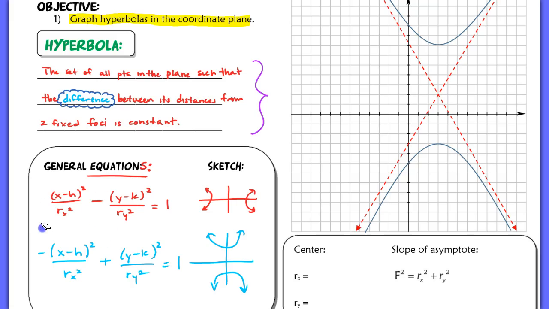So the signs are opposites of one another. Now, the way that I like to remember which equation goes with which sketch, because sometimes it's easy to confuse, does this equation go with this sketch or does this equation go with this sketch? In order to remember which one goes with which, I like to look at the negative sign and where it is. So this negative sign is in front of a y squared term, okay? So it's in front of the y term.